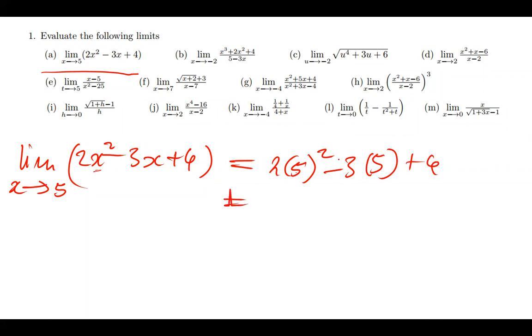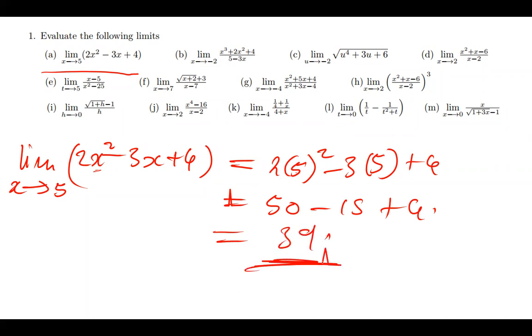So we're going to have 5 squared is 25 times 2, that's 50, minus 3 times 5, 15, plus 4. So 50 minus 15 should give us 35, plus 4, that is 39. So that is how you find the limit of that.